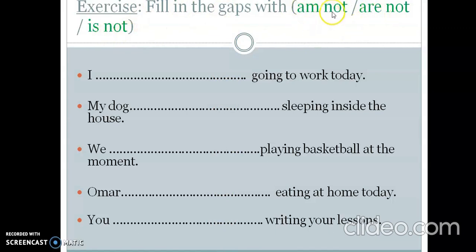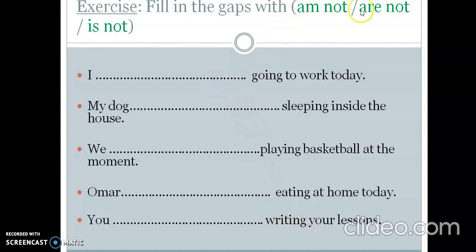Here we have going, the verb is go. Sleeping, the verb is sleep. Playing, the verb is play. Eating, eat. And writing. Here we don't have E at the end of write because we added ing. We have ing at the end, so we remove E. It's writing. Now we need to put one of the following here.